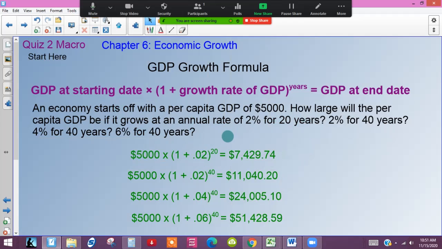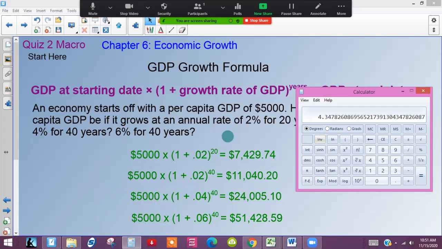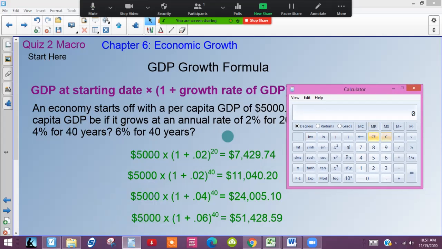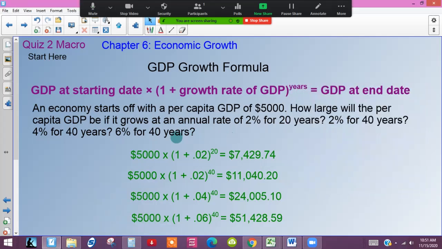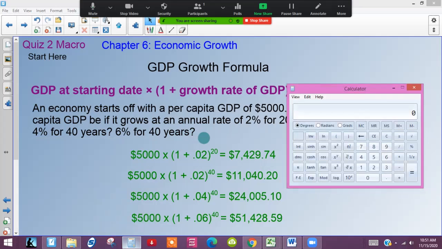So if we're going to use a calculator, which I'm sure that you are, and you certainly should, let's take what's in parentheses first. So we're going to go 1.02 raised to the power of 20.